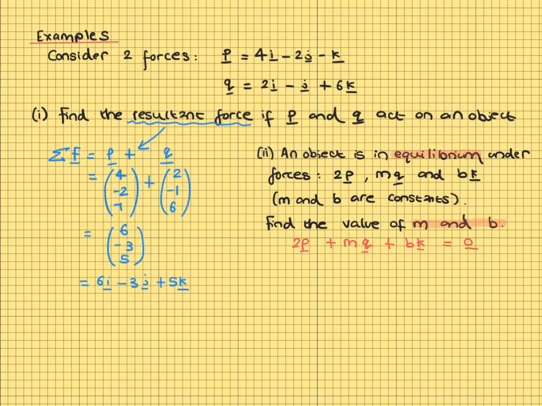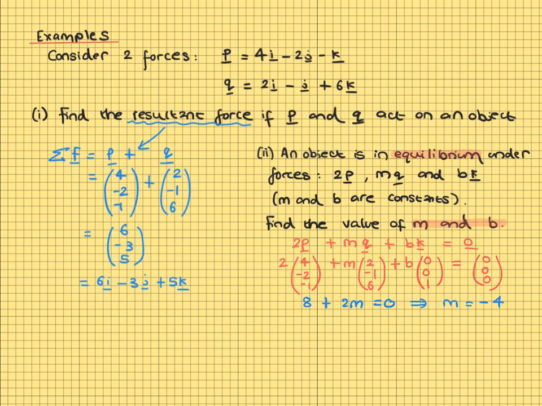I'm going to write this out in component form, which I think will be a bit less confusing. So 2 lots of vector P plus m multiplied by vector Q plus b multiplied by the vector k, which remember is 0, 0, 1. And this is equal to the 0 vector, which in 3 dimensions is 0, 0, 0. So looking at the i components first of all, we can say that we have 8 plus 2m is equal to 0, which immediately tells us that m is equal to negative 4.